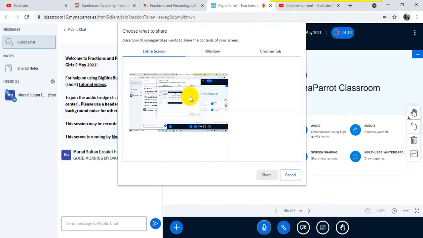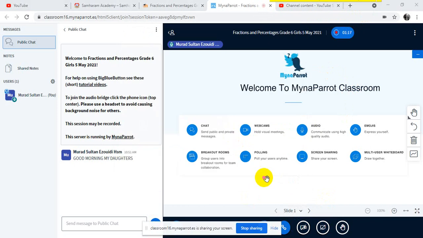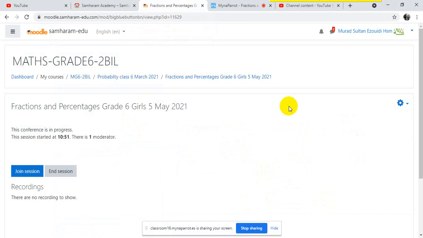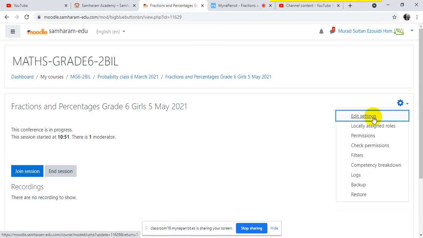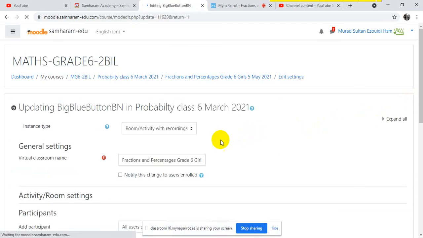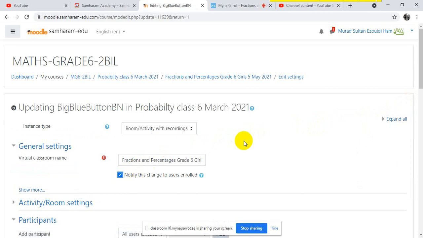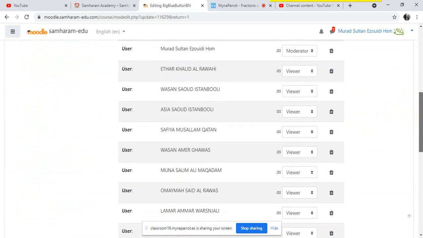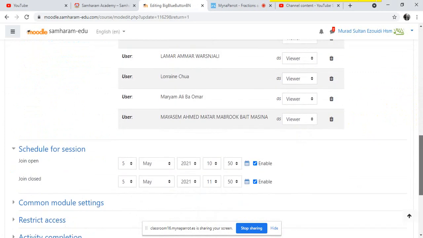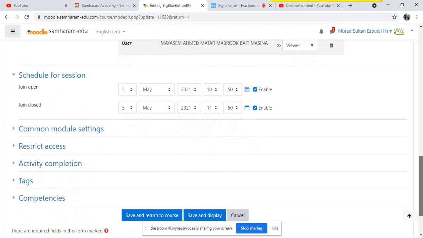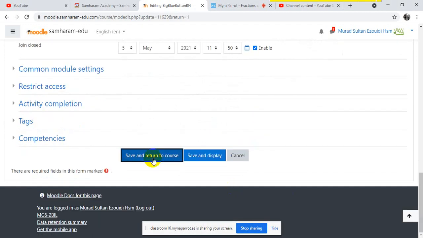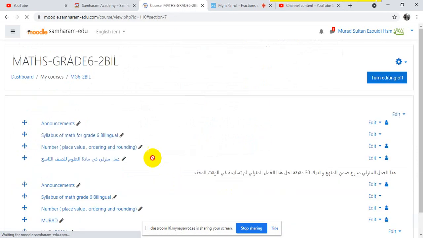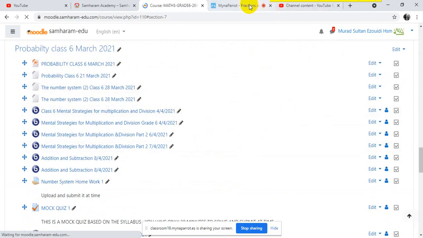Okay, I will share this one with you. Then I will go back to check for this one. I'll make edit setting, then notify my learners. Already I did this before. Okay, enable, save and go back to the course. Okay, so this is the course.